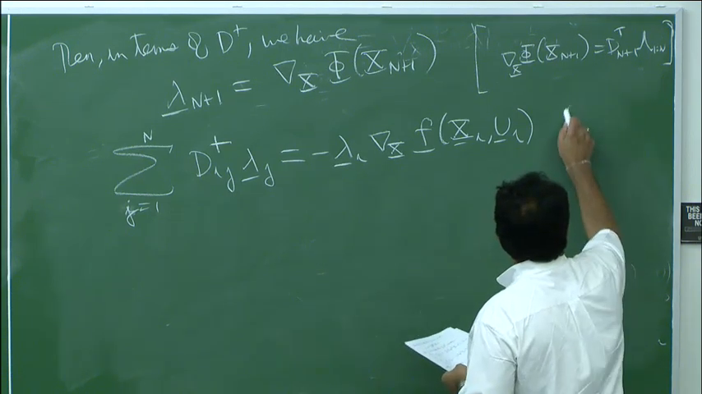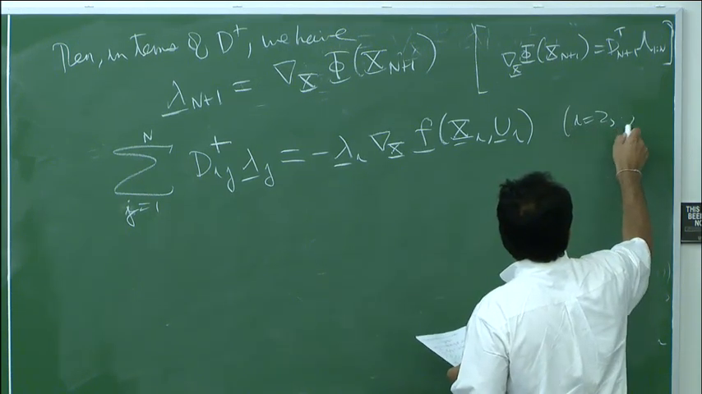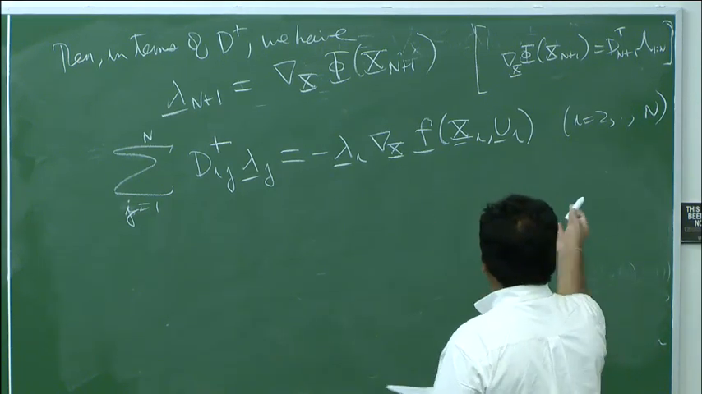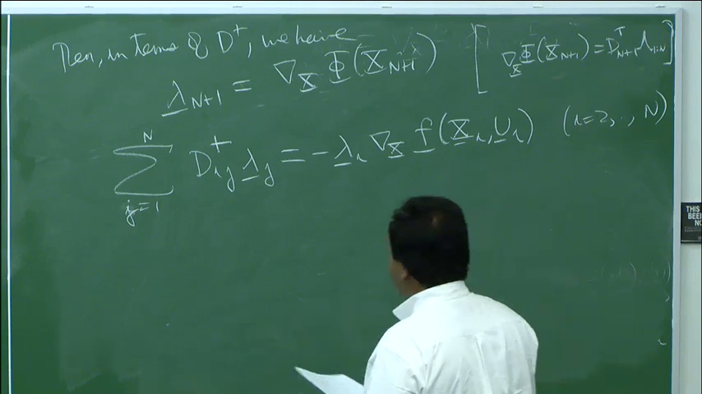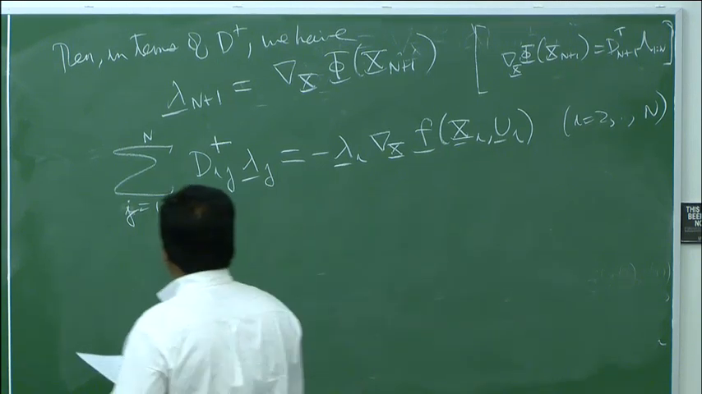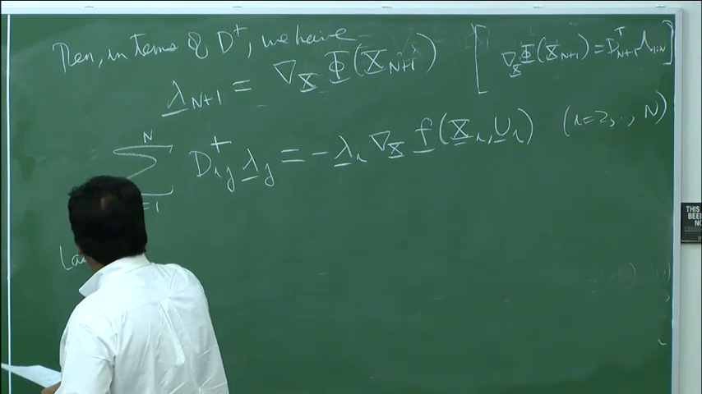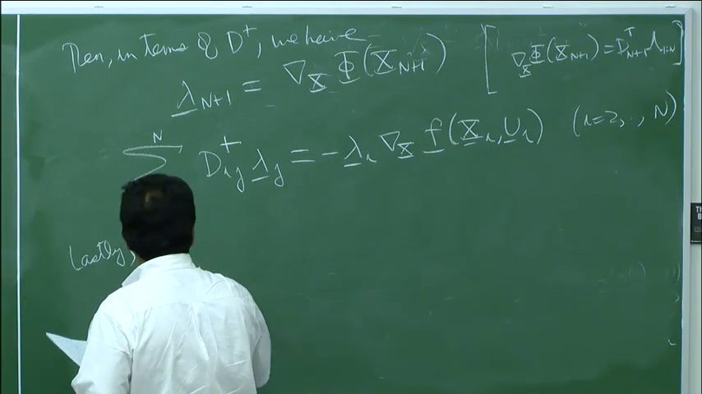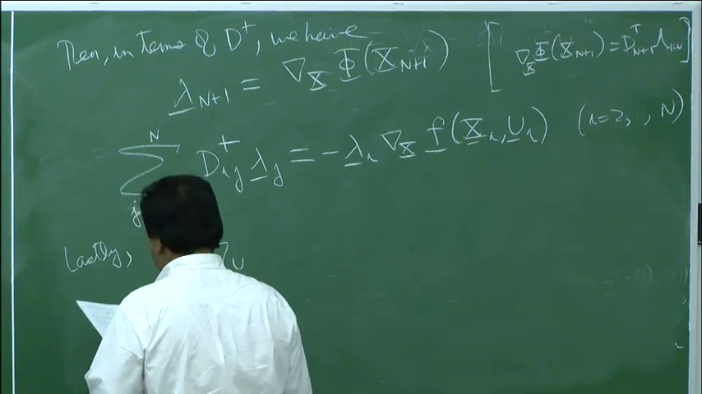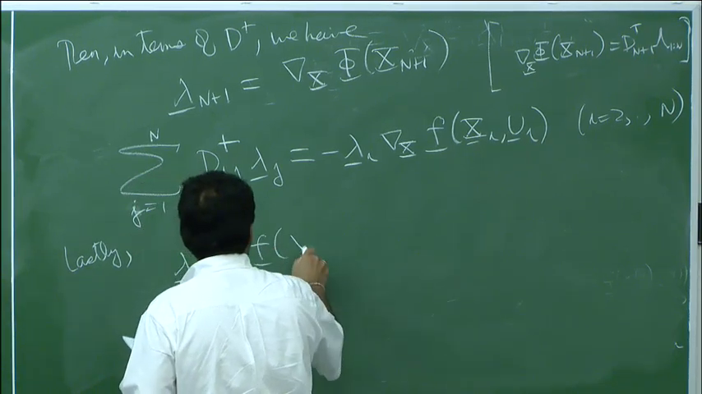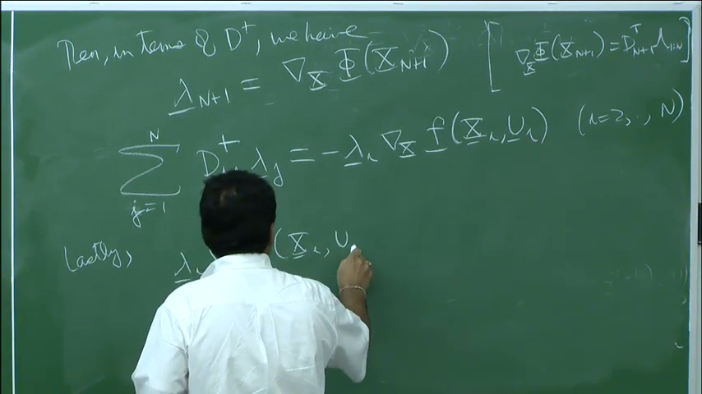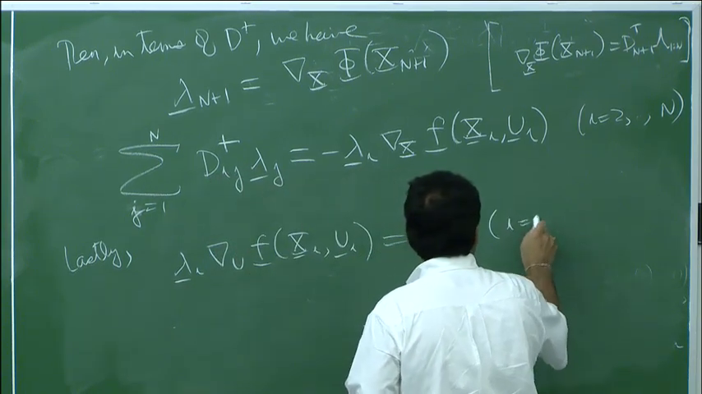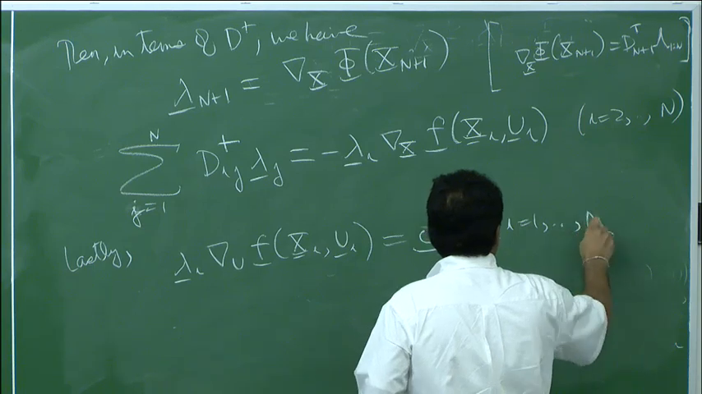Okay? This is for i equals 2 up to n. So you see that in this particular case we get a transformation that looks like that. And then lastly, we get the following transformation, which is that lambda_i times the gradient with respect to u of f(x_i, u_i) has to equal 0. And this is for i equals 1 up to n.